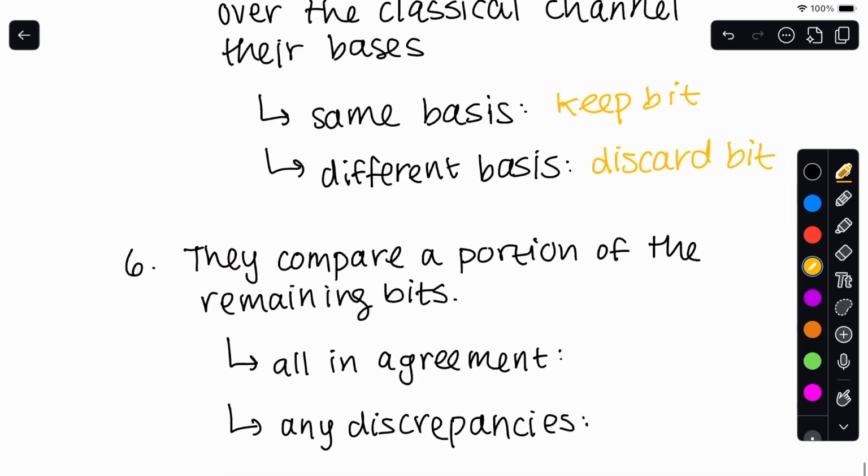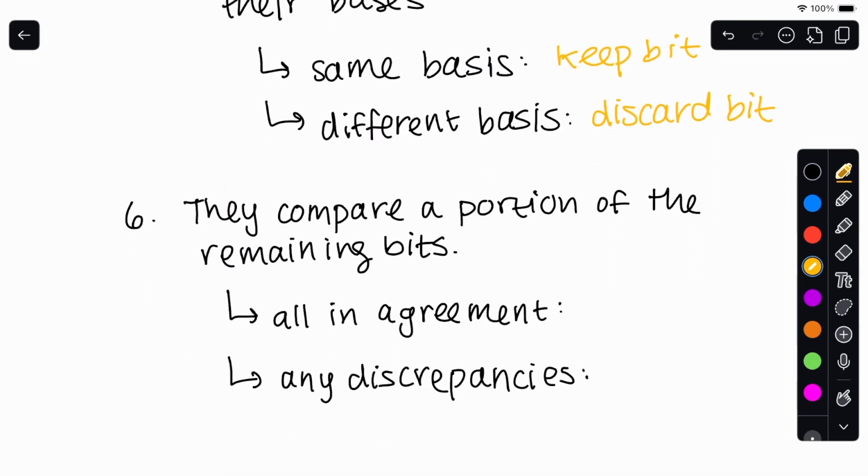And so what they need to do is they need to compare a portion of the remaining bits in their key. And if all of those are in agreement, then they can conclude that it was safe, no one was eavesdropping, and they can use this as their shared key. Of course, the bits that they compared publicly, they should no longer use in their shared key, but whatever is remaining they can use. But if there's any discrepancies at all between the bits that they compare, then they know that they've been compromised. So they know that someone was tampering with the qubit somewhere along the way, and they discard all their bits and try again another time.